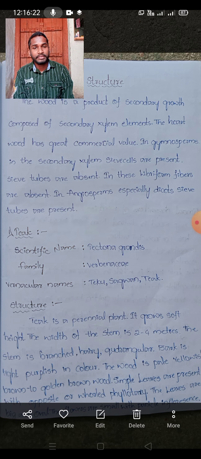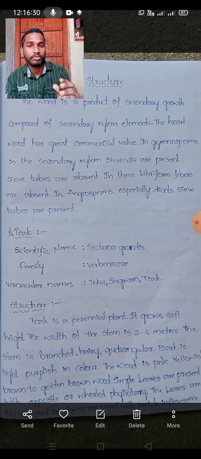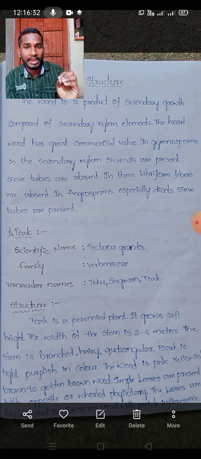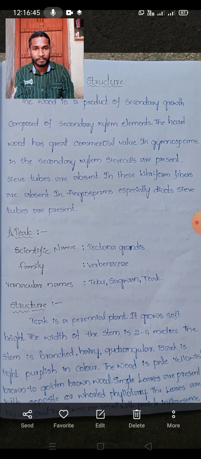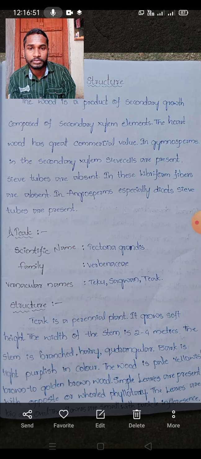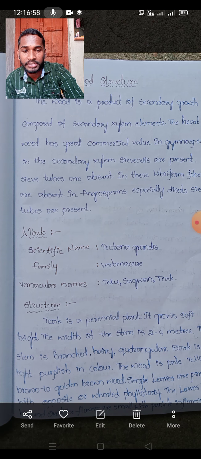The wood teak, scientific name Tectona grandis, family Verbenaceae. Vernacular names: Teaku and Sagwan. The structure of the teak.